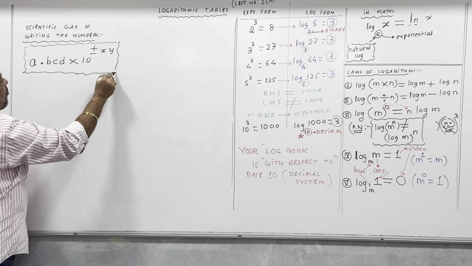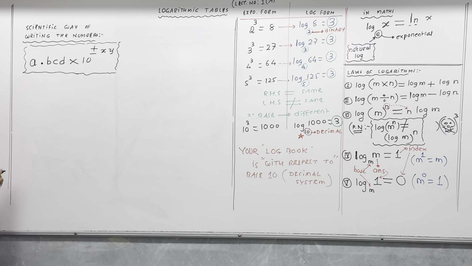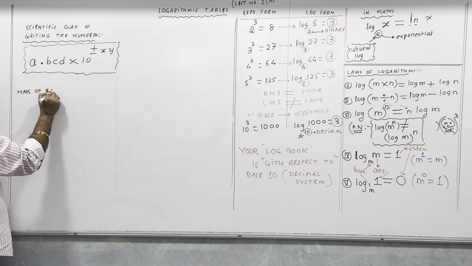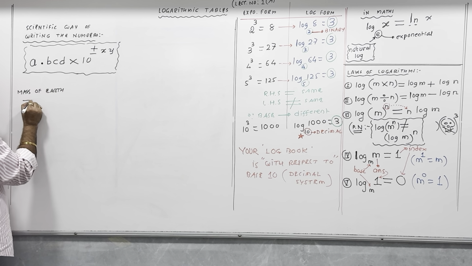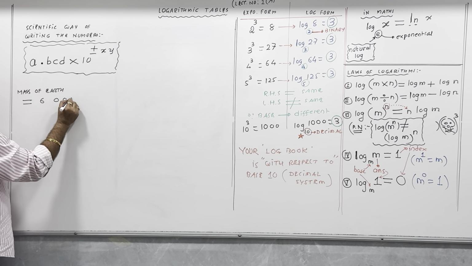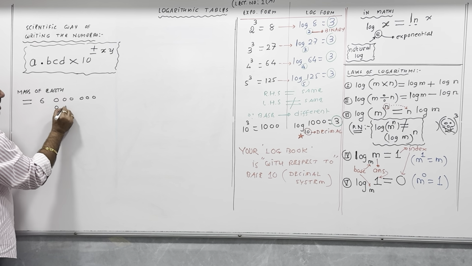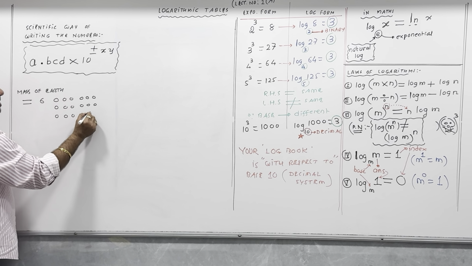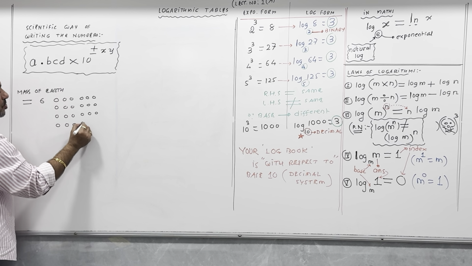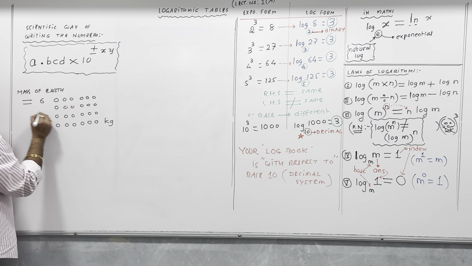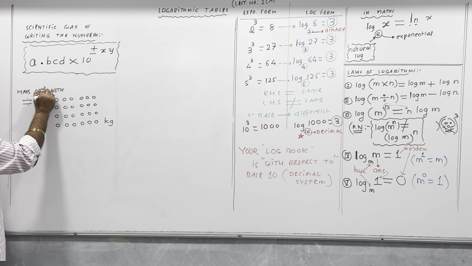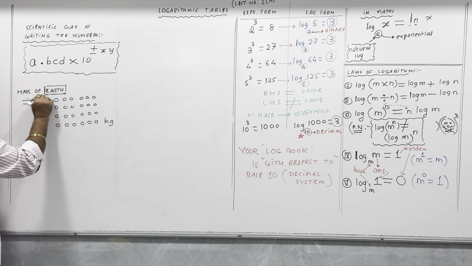Now let me explain why this is required. For example, mass of the Earth is 6 million million million million, million means 10 raised to 6, so many kilogram approximately. It is very inconvenient to write the number like this.